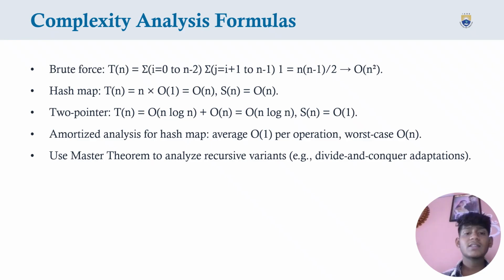Complexity analysis formulas. Brute force: T of n is equal to the summation of i equal to 0 to n minus 2 of the sum of j equal to i plus 1 to n minus 1 of 1, which is equal to n times n minus 1 by 2. Amortized analysis has a hash map average O(1) per operation, worst case O(n). Use the master theorem to analyze recursive variations.